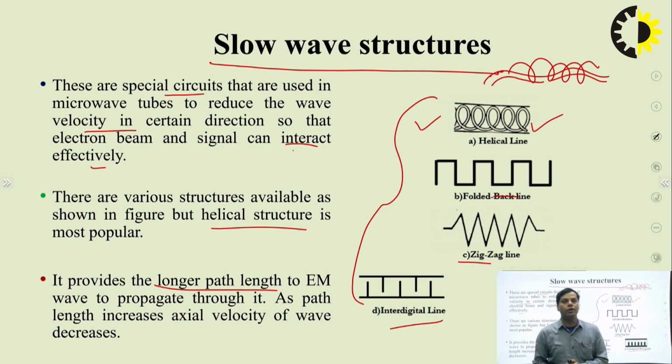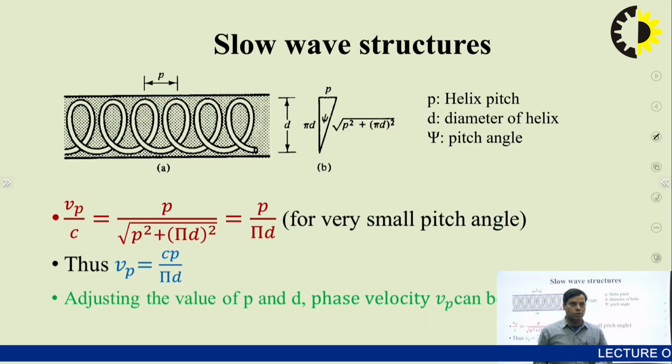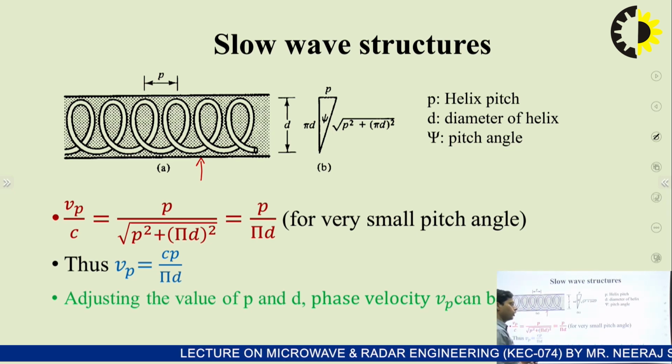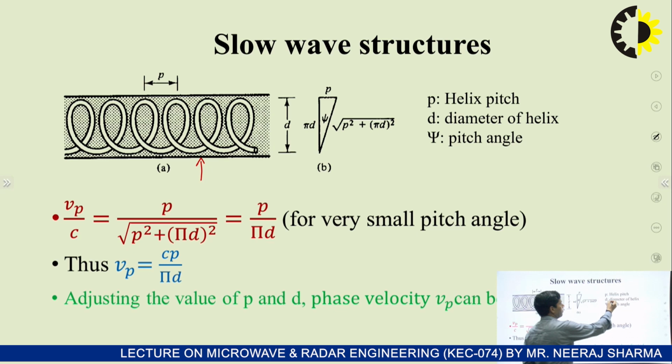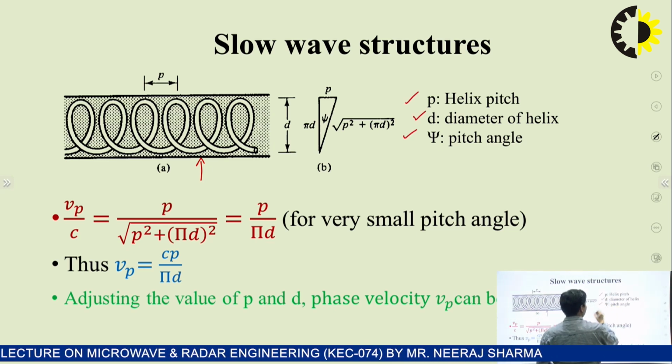So this is the slow wave structure, and later on we will see how the length increases in this. As per the slow wave structure, we are using this helical path. This is the geometry of the helical structure. Here the gap between the two turns is defined by the pitch. P is the helix pitch, D is the diameter, and psi is the pitch angle.